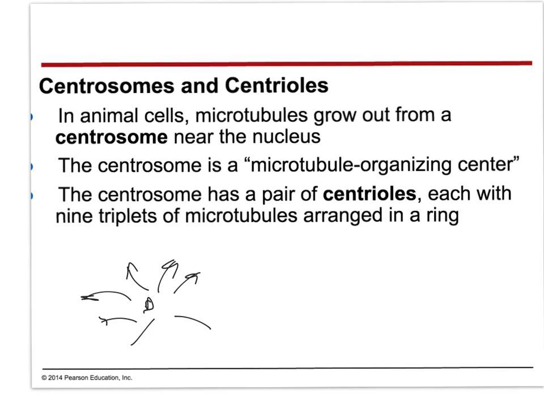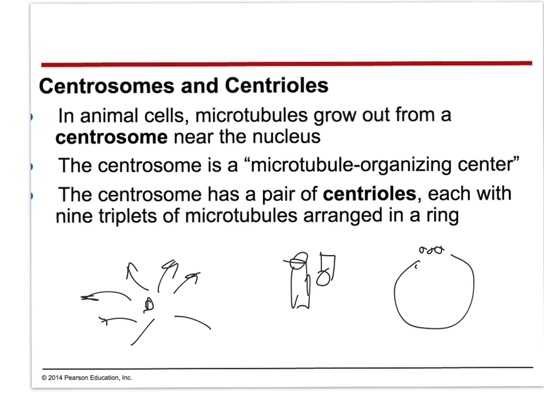The centrosome actually has a pair of cylindrical centrioles, each with 9 triplets. So 3 rings times 9, in a circle. That's what a centriole has. Each centriole has 9 triplets of microtubules. So it's a collection point where all these microtubules come into.